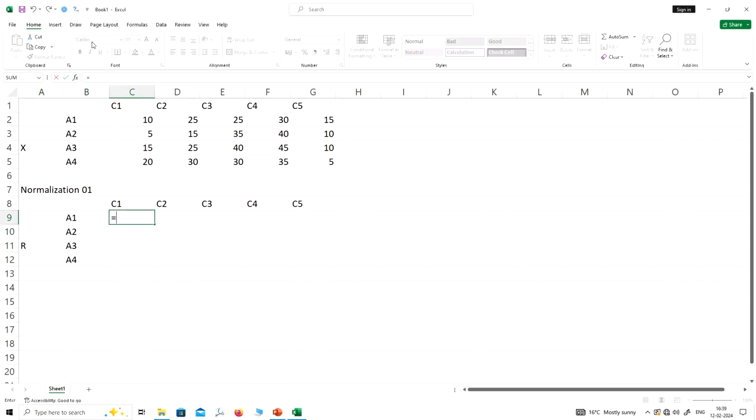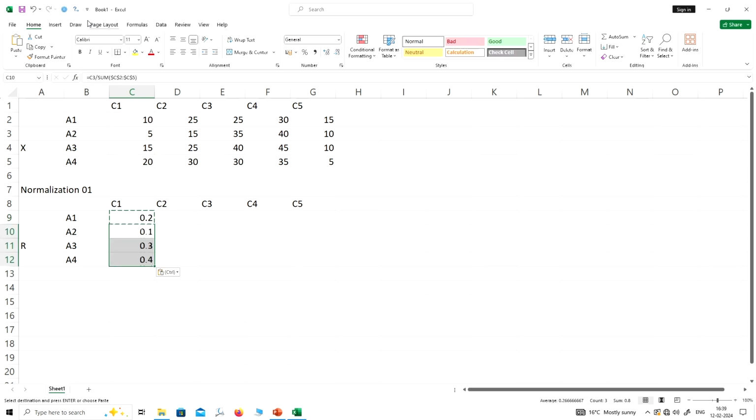This is equal to 10, which is cell first, divided by the sum of all the values which is there in column 1. So, I fix it because the sum is fixed, and then I copy it for the first column.